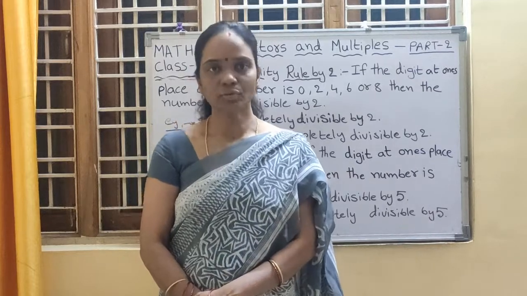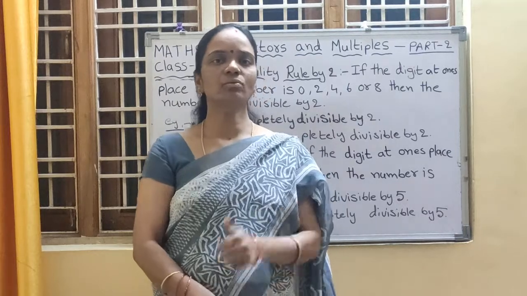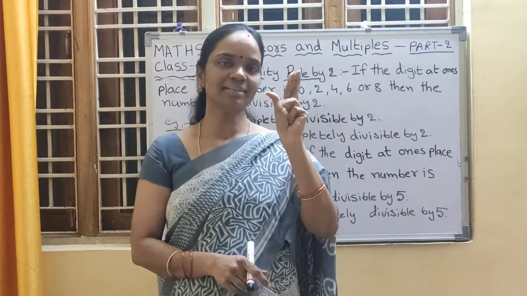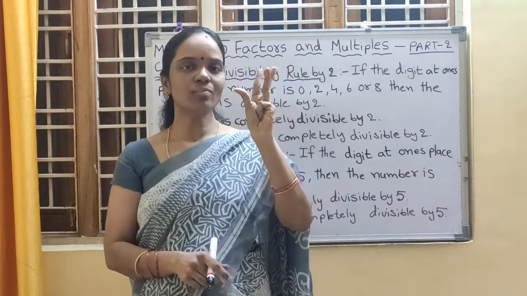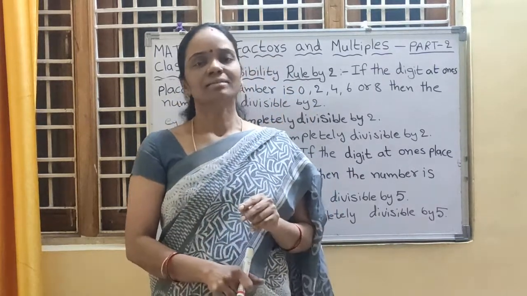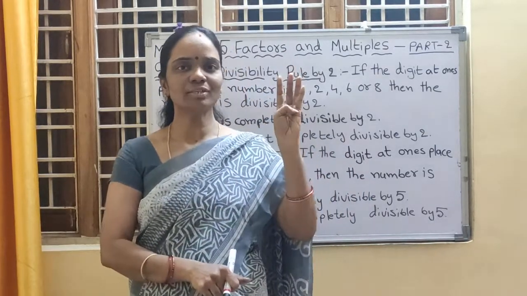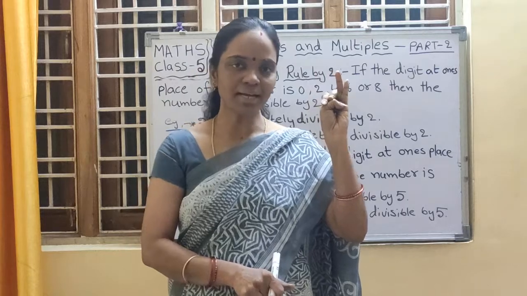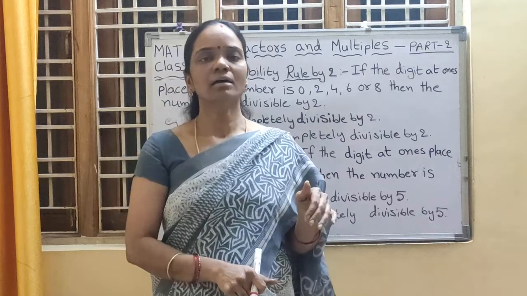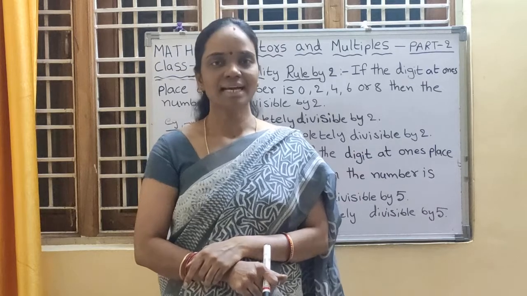In today's class, we are going to learn about divisibility rules. Divisibility rule by 2, divisibility rule by 5, divisibility rule by 10, divisibility rule by 3, divisibility rule by 6, and divisibility rule by 9. These 6 rules we are going to learn today, children. So, already 3 rules we have learnt in the previous chapter only: divisibility rule by 2, by 5, and by 10. Already we have discussed about them.